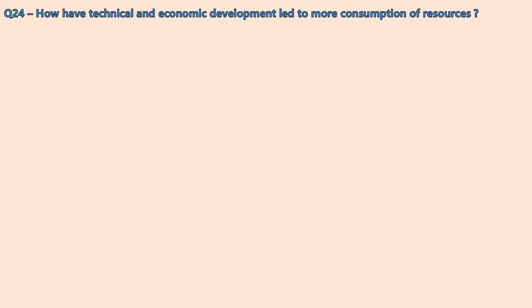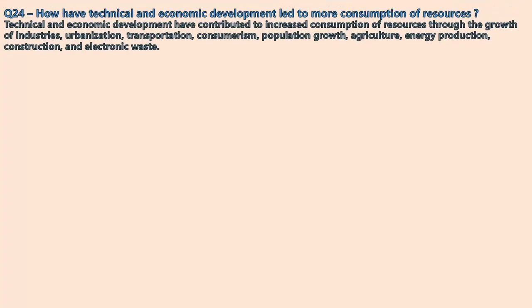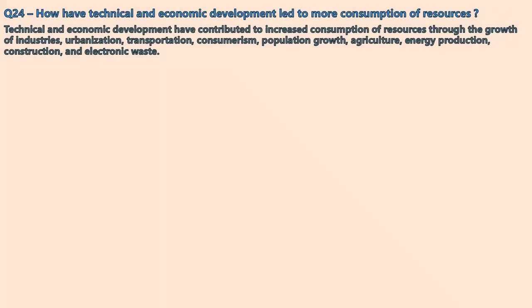How have technical and economic development led to more consumption of resources? Technical and economic development have contributed to the increase of consumption of resources because we have a lot of industries, urbanization. Industries need resources, urbanization, that is building of cities, needs resources, consumerism, we are mad after a lot of products, that increases resources. Population growth is happening, we have to do more agriculture to support this population. Yeah, we have to produce more energy to support this population's consumption. Construction is happening, electronic waste is happening. Because of all these reasons, more and more resources are getting consumed.